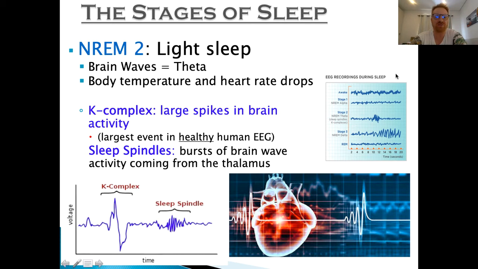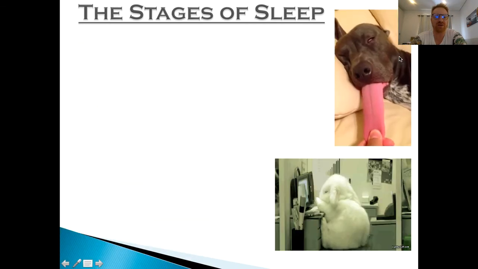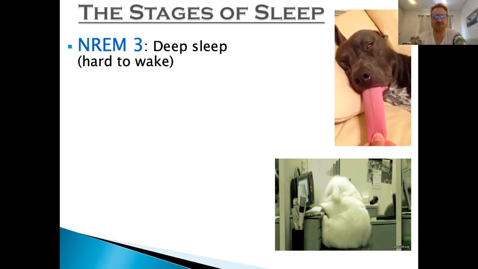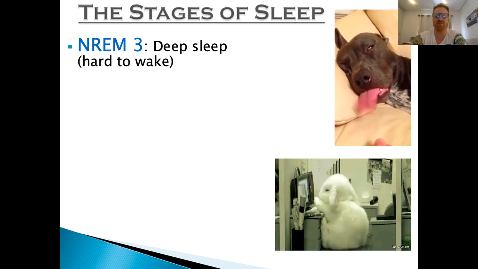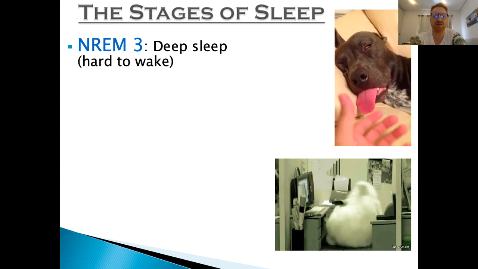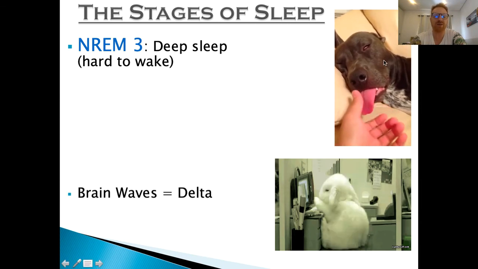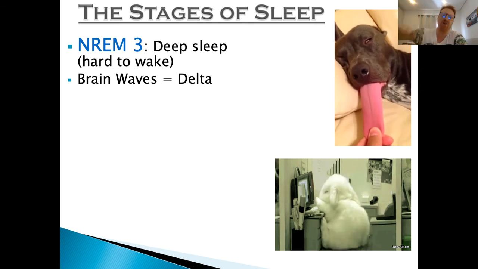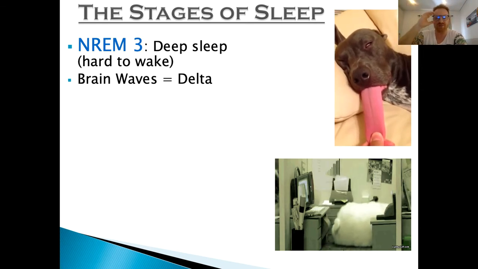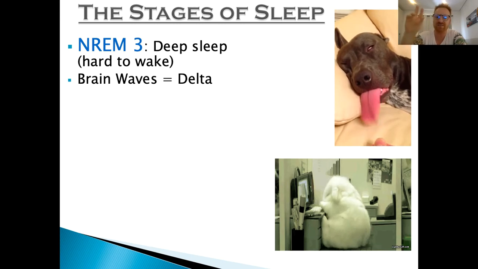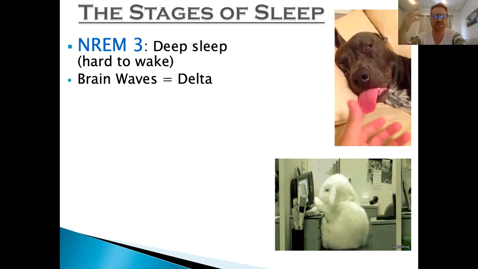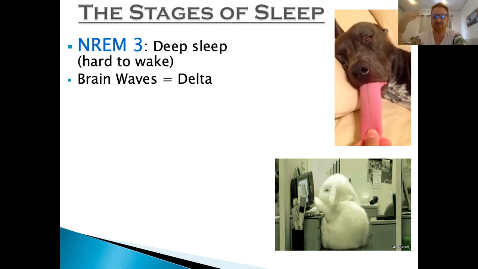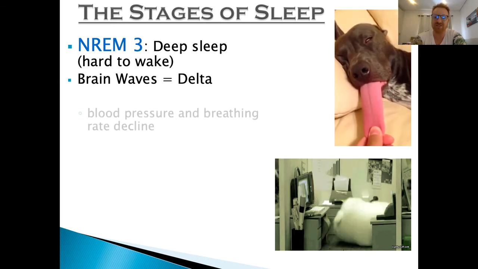Then we move into what's called NREM3. NREM3 is deep sleep. This is where it's really hard to wake somebody up. You probably have to shake them a little bit to get them to wake up if they're in NREM3. Now, basically the brain waves look like delta, which is a nice long brain wave that we're seeing. Some people can actually get to this stage of brainwave activity, delta, with deep and practiced meditation. So they can almost get themselves into this level of consciousness, almost like they're in a deep sleep.